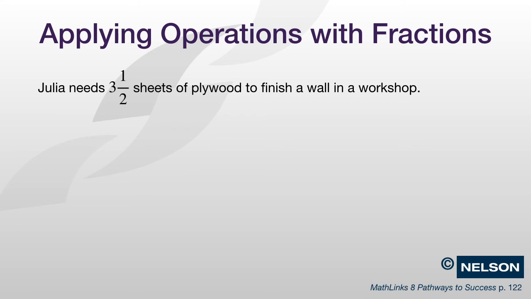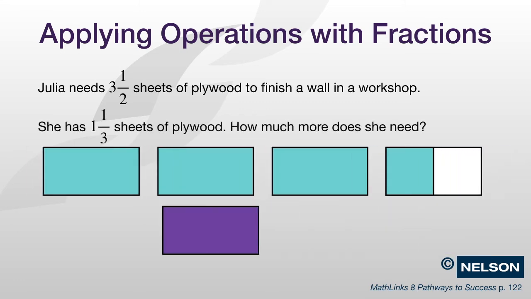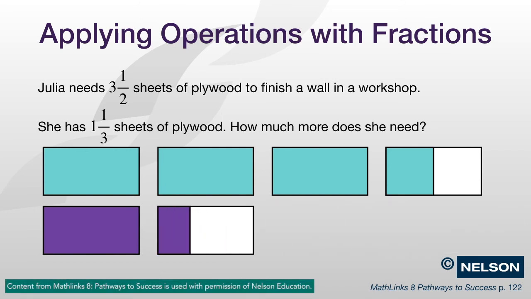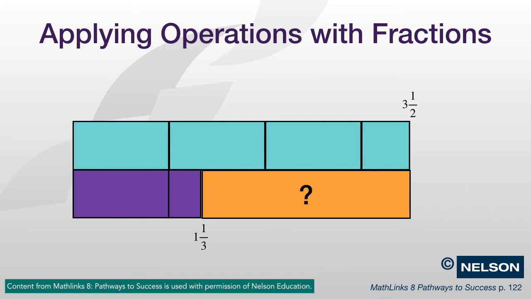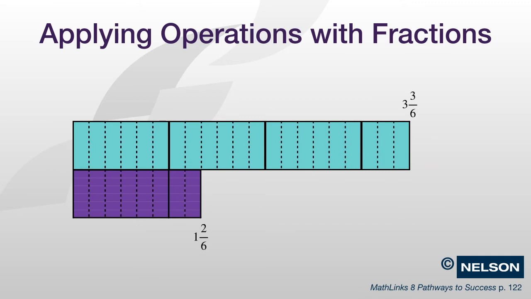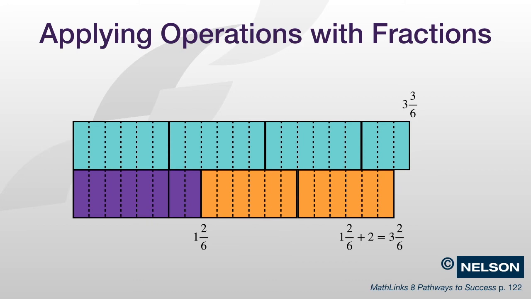Julia needs 3 1/2 sheets of plywood to finish a wall in a workshop. She has 1 1/3 sheets of plywood. How many more does she need? We can think addition to solve this problem. Halves and thirds can be expressed using sixths. Adding 1 to 1 2/6 makes 2 2/6. Adding 1 more makes 3 2/6. 1 more sixth makes 3 3/6.